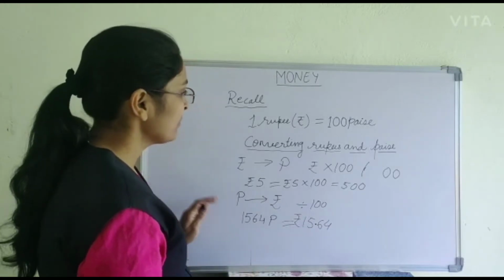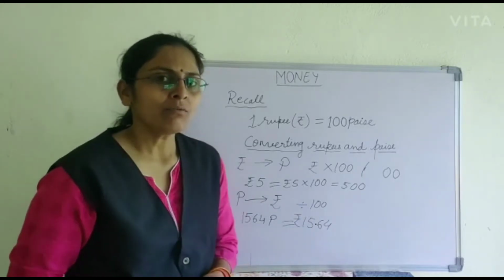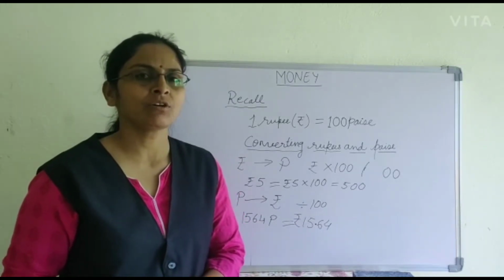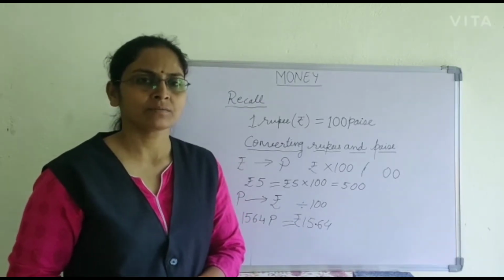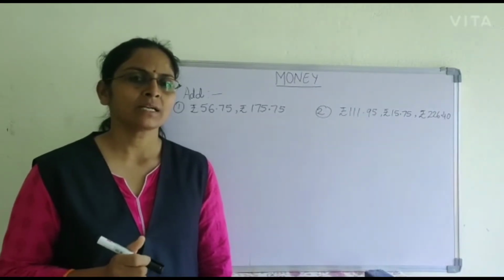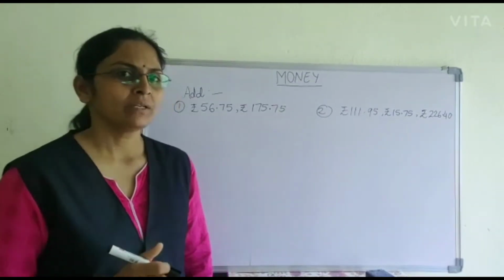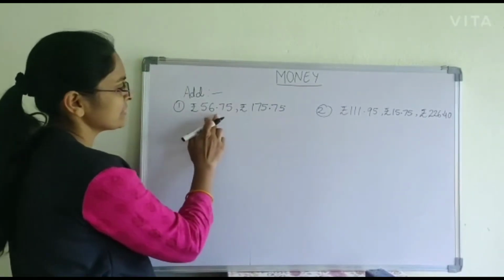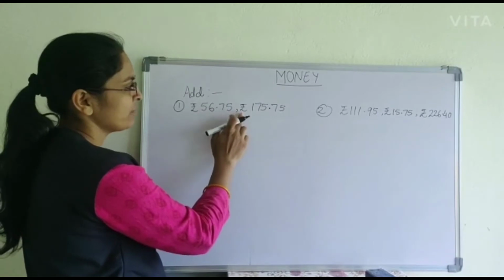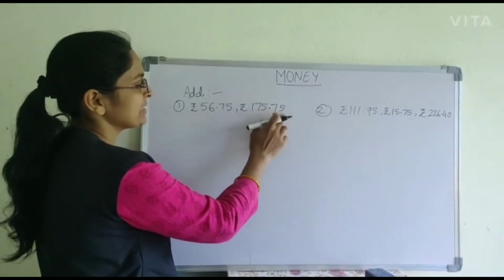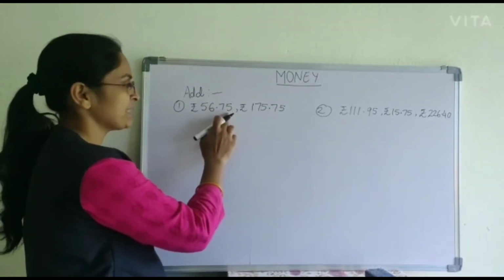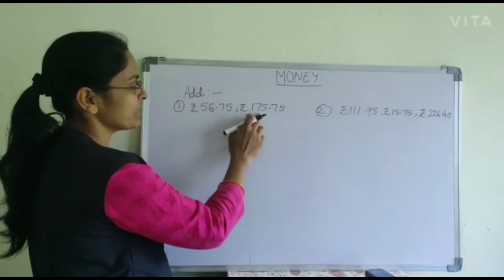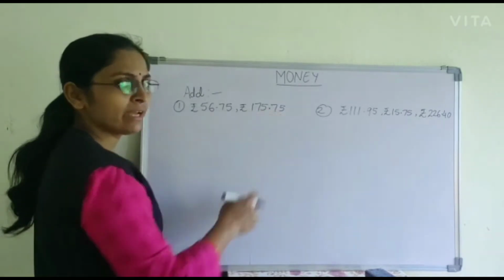So this is your recall. Now we will learn addition, subtraction, multiplication and division of rupees and paisa. So dear students, starting with the addition of money. Here two questions are there. Rupees 56.75 and rupees 175.75. This 0.75 means paisa. Rupees 56 and 75 paisa plus rupees 175 and 75 paisa.